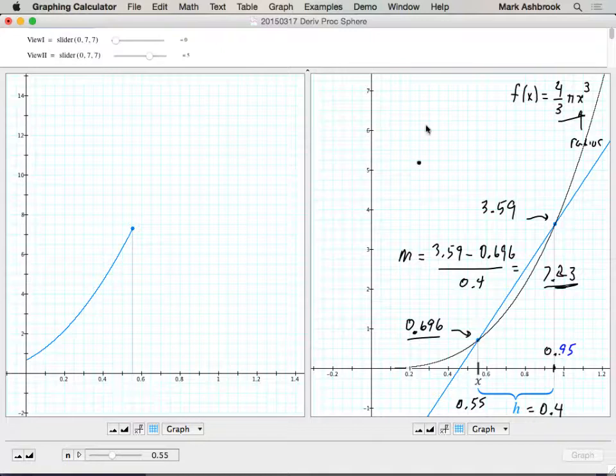Leo, go ahead. And actually, along here, given any change in x, so given any change in x in the current interval, call it dx, what can we say? The change in volume will be 7.23 times that change in x. That's right, in that given interval.